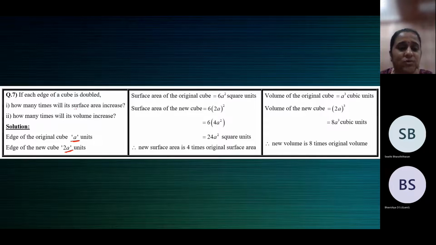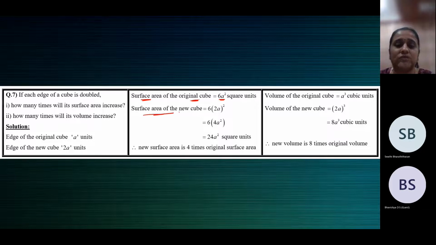Now first let's answer this question, surface area. So surface area of the original cube. What is the surface area of the original cube? 6A square units. When it is simply surface area, it's always the total surface area if nothing is mentioned. So the total surface area of the original cube is 6A square units.